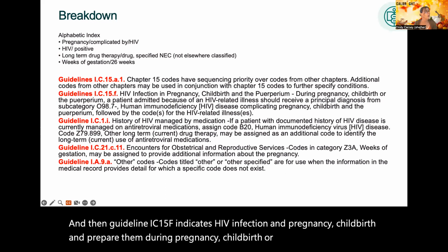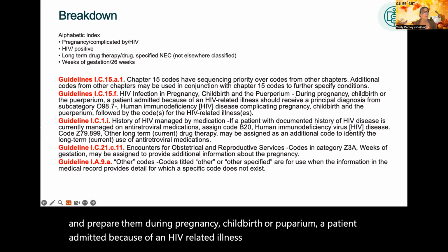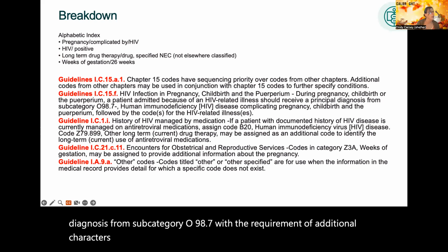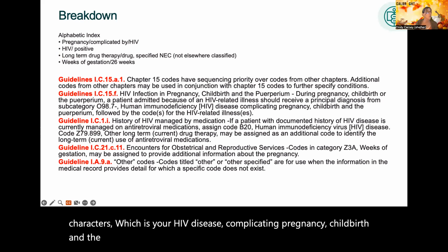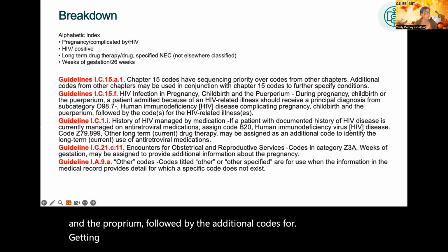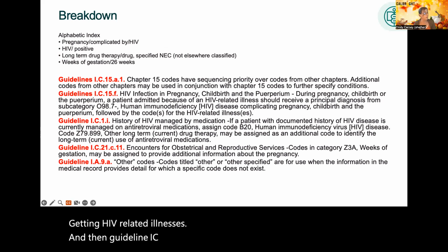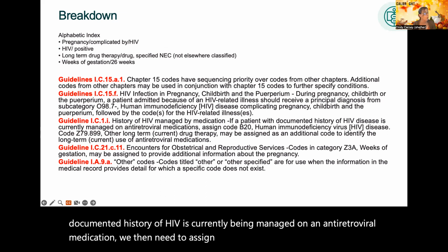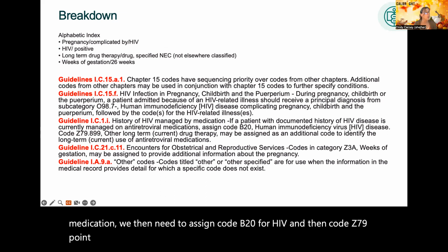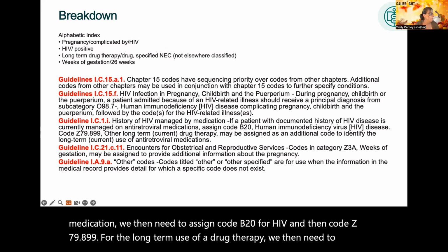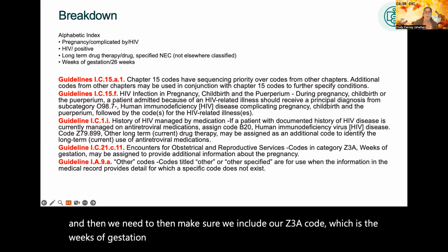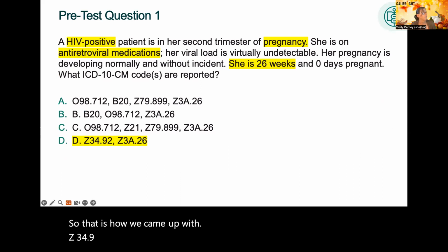During pregnancy, childbirth, or puerperium, a patient admitted because of an HIV-related illness should receive a principal diagnosis from subcategory O98.7, with the requirement of additional characters, which is HIV disease complicating pregnancy, childbirth, and the puerperium, followed by the additional codes for any HIV-related illnesses. And then guideline IC1I for the history of HIV management by medication. If a patient with a documented history of HIV is currently being managed on an antiretroviral medication, we need to assign code B20 for HIV, and then code Z79.899 for the long-term use of a drug therapy. We then need to make sure we include our Z3A code, which is the weeks of gestation. So that is how we came up with Z34.92 and Z38.26.